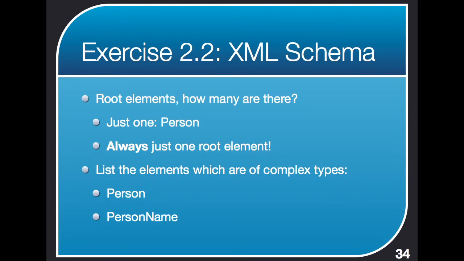Okay, time for some solutions. The first question, root elements, how many are there? And the answer is 1, person. There's always just one root element. Now, if you're the overly clever sort, you may be saying, well, no, the root element of the schema itself is schema. And yes, you'd be technically correct.